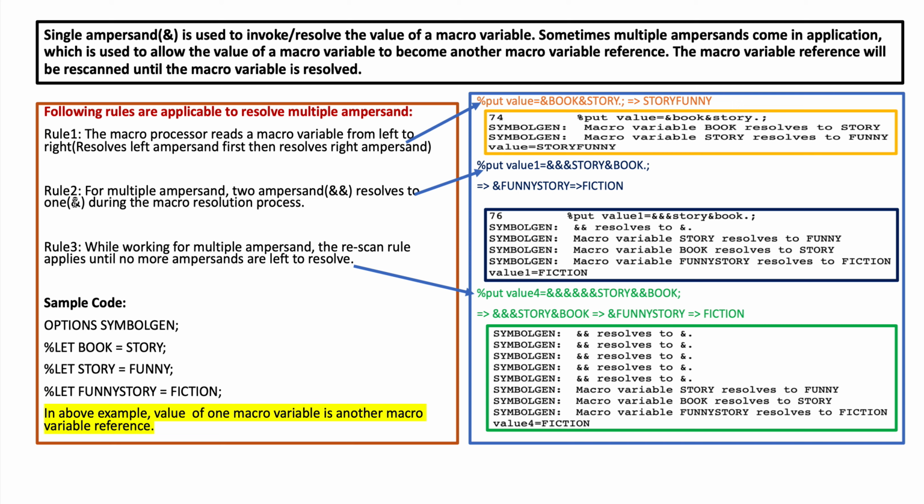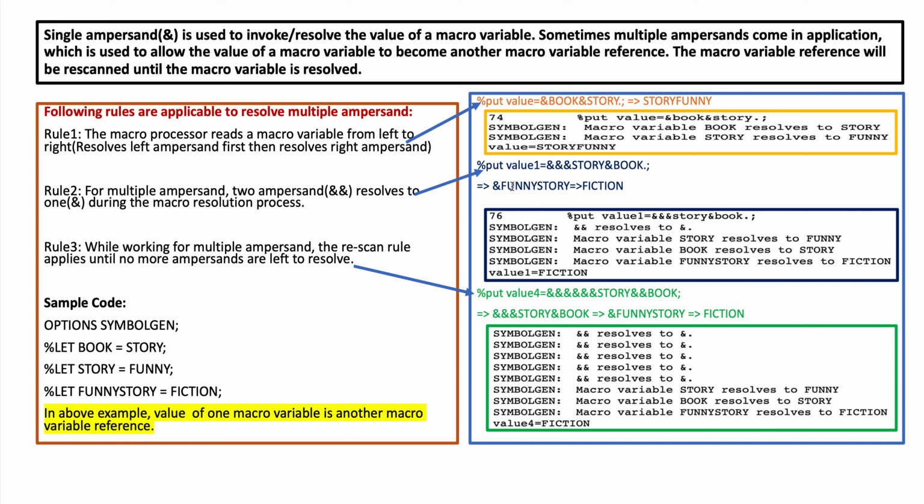Rule number 2: for multiple ampersands, 2 ampersands resolve to 1 during the macro resolution process. That means if we have 2 ampersands, then it resolves to 1 first. After that, it resolves the macro variable value.